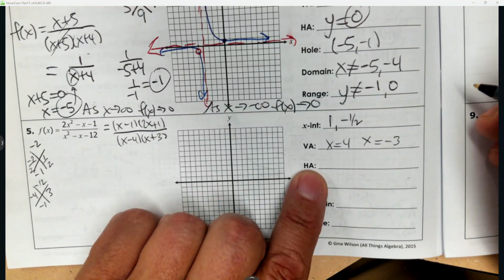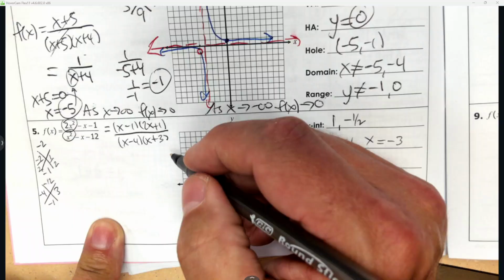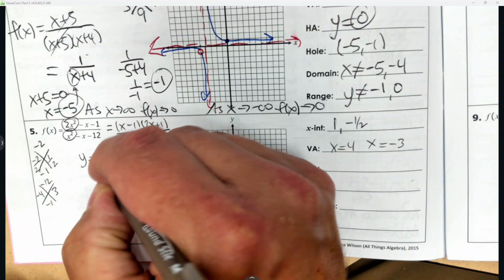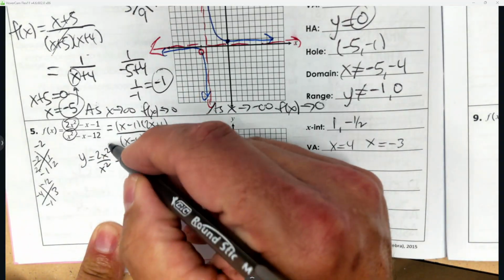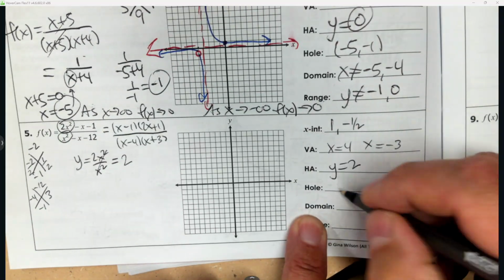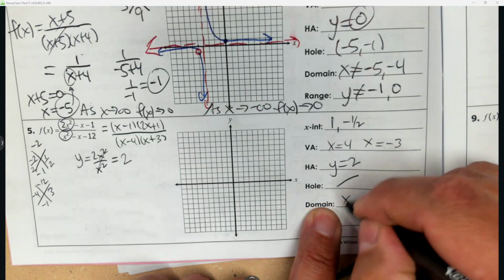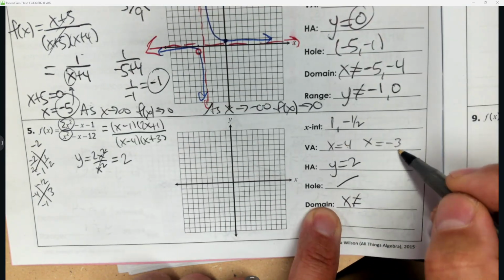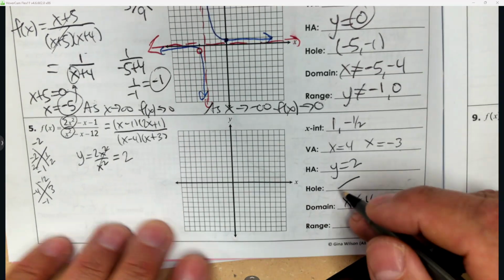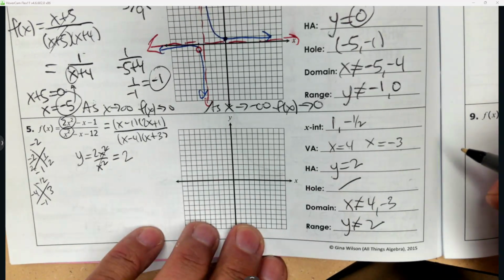The horizontal comes from the power term on top and the power term on the bottom. So the term with the biggest exponent and the term with the biggest exponent, you divide them and they cross out and you're left with 2. That's the horizontal. There is no hole here because nothing crosses out. The domain comes from the denominator or the vertical asymptote, so the two restrictions are 4 and -3. And we'll talk about the range and 2 going with the horizontal.